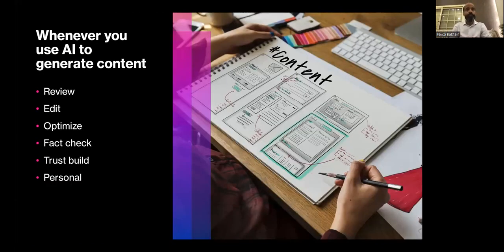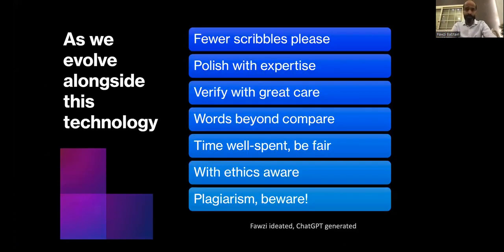So whenever you use AI to generate content, you have to review, you have to edit, you have to optimize, fact check, trust build, like you really see this is you writing this, and make it more personal. I believe in the next few weeks, in few months, the new literature review research will not be more writing, it will be less writing, more editing and proofreading.